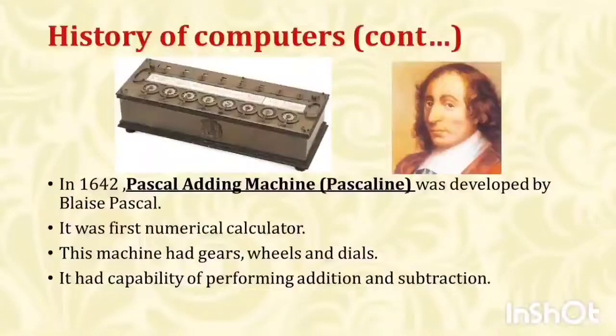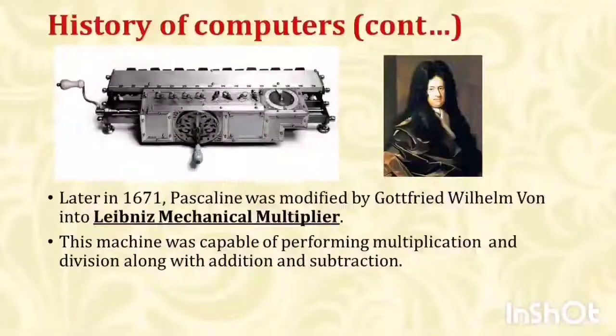Then in 1642, the Pascal adding machine, otherwise called the Pascaline, was developed by Blaise Pascal. It was the first numerical calculator. This machine had gears, wheels and dials, as you can see in the image. It had the capacity to perform addition and subtraction. Then in 1671, this Pascaline was modified by Gottfried Wilhelm von Leibniz into the Leibniz mechanical multiplier. This machine was capable of performing multiplication, division along with addition and subtraction. So you can see the difference now.